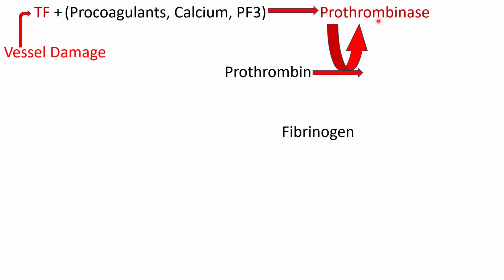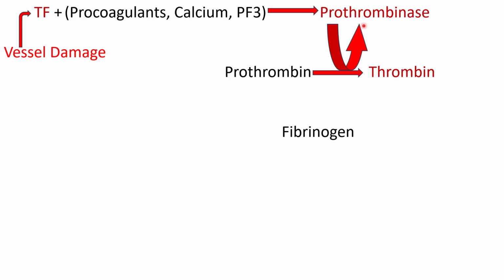So, what is it that happens? Prothrombinase causes prothrombin, which was just circulating in the plasma doing nothing, to change into something called thrombin. Prothrombinase converts prothrombin into thrombin. So now we have thrombin building up. But prothrombinase is still hanging out.